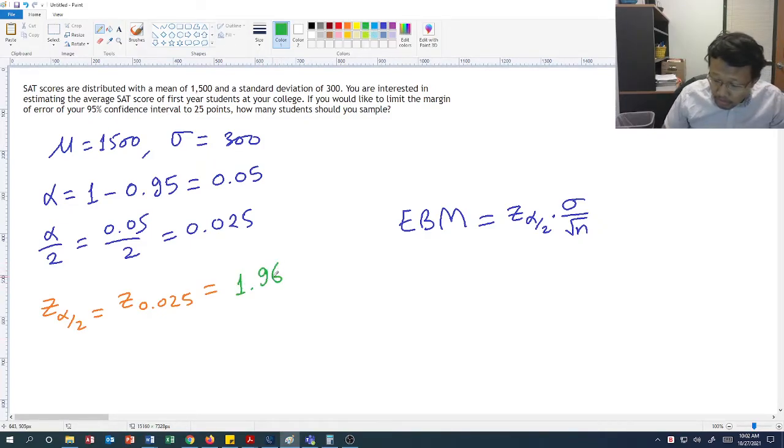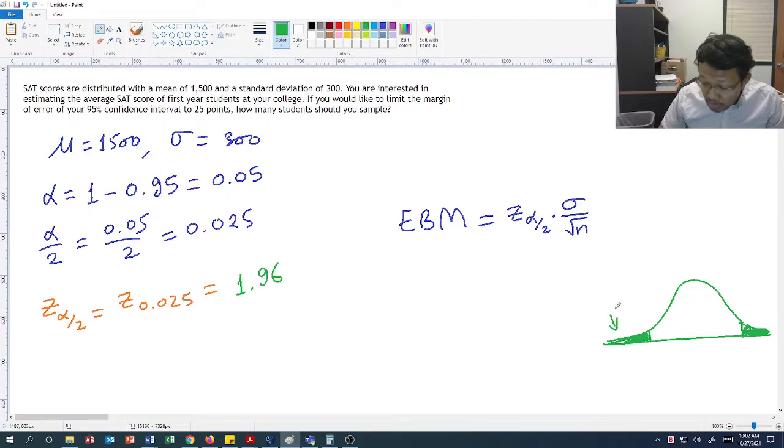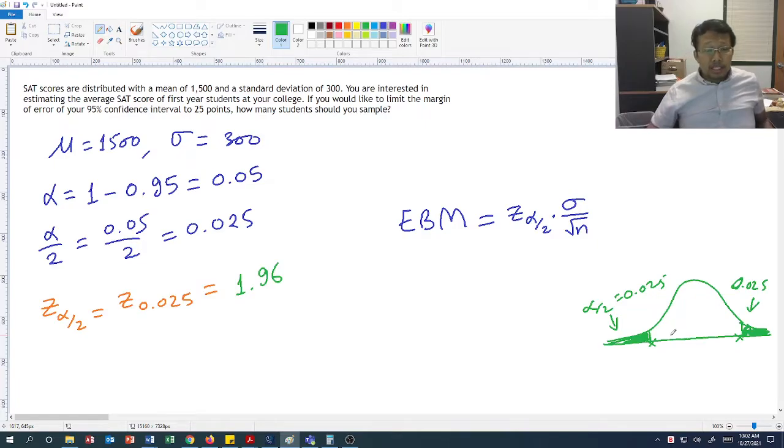All right, so if this is the distribution, then a 95% confidence interval means this will account for 0.025, and this will account for 0.025. So this is alpha over 2, and this is also the same thing, 0.025. So we figured out the z value, the value somewhere over here or here. That's it.